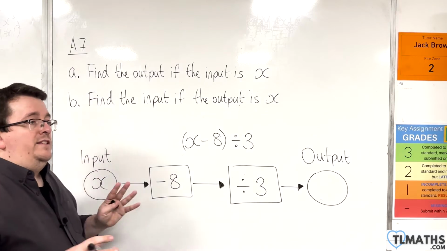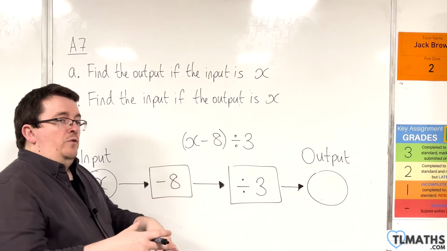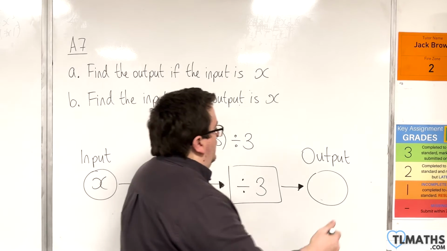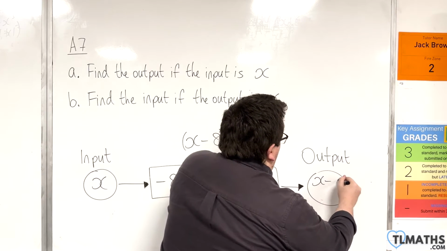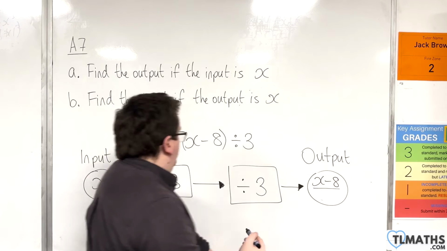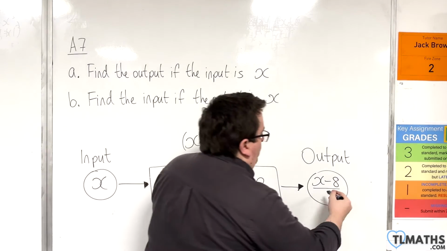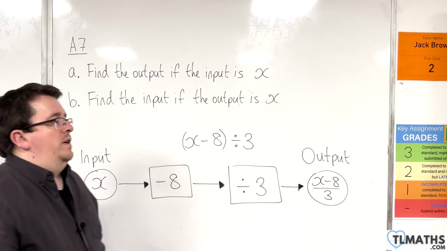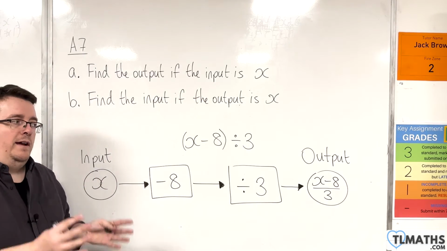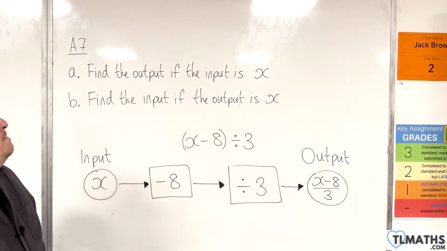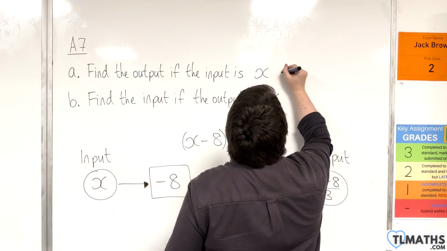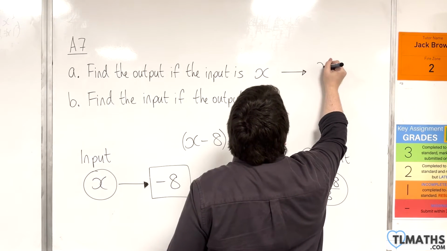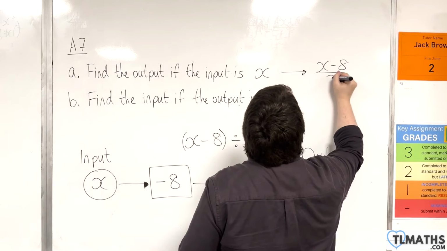The way we write it instead of division in algebra is using a fraction. So the x take away 8 is the numerator and the denominator is 3. So this is x take away 8 divided by 3. And that's the way that we would like our algebraic output to be. So this one goes to x take away 8 over 3.